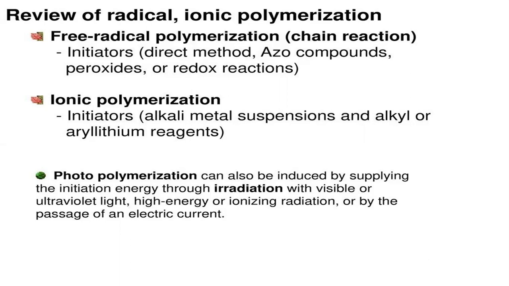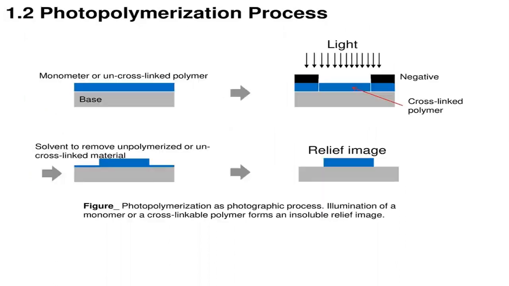So what is polymerization? It can also be induced by supplying the initiation energy through irradiation with visible or ultraviolet light, high energy or ionizing radiation, or by the passage of an electric current. So it can be induced by supplying radiation energy, be it visible or ultraviolet light. And photopolymerization is useful for the generation of high energy or ionizing radiation at the passage of an electric current. So that is photopolymerization.